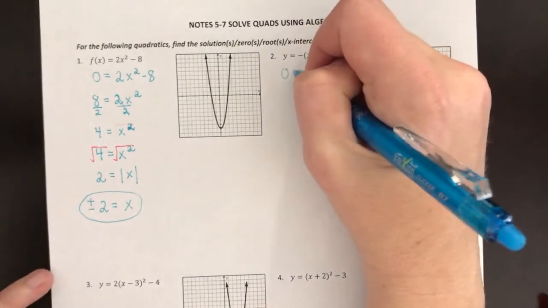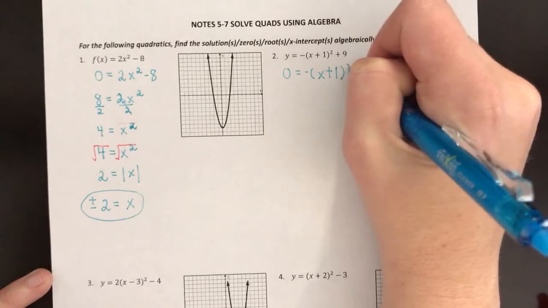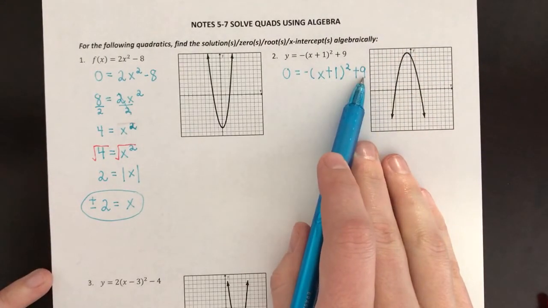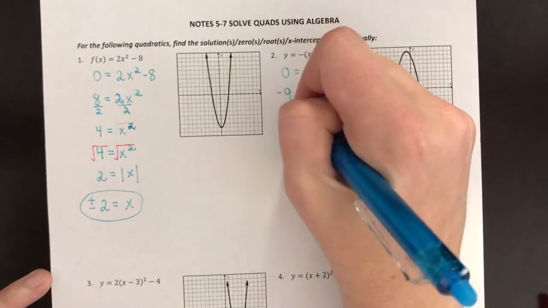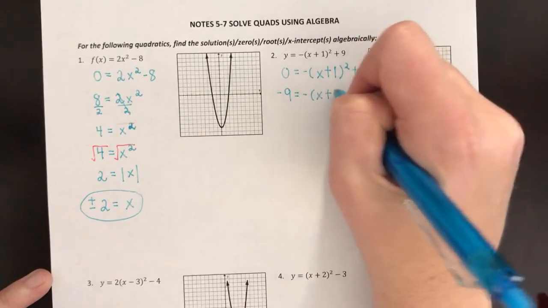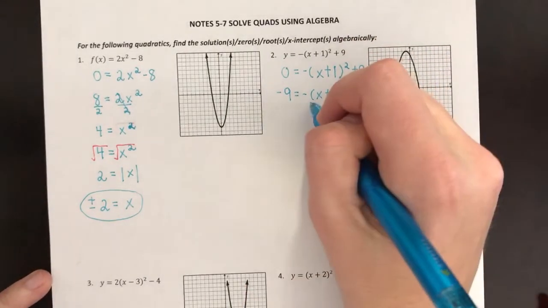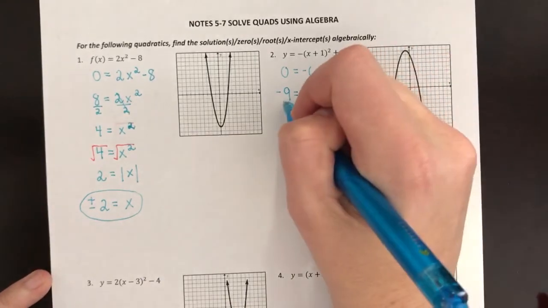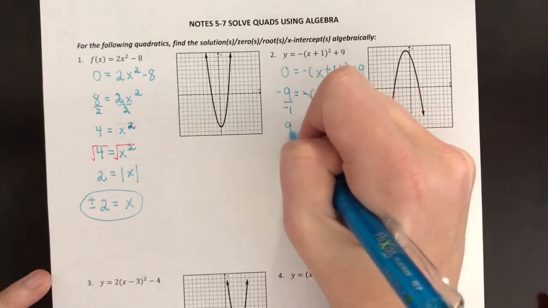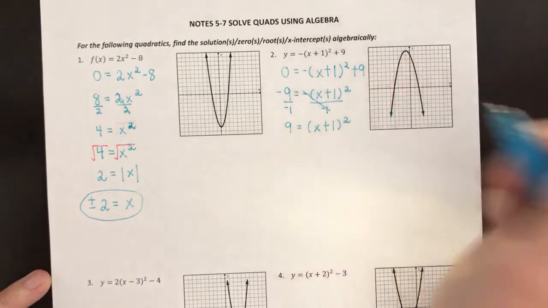So, of course, plug in 0 where I see y. All right, to solve using algebra, I'm going to first subtract 9 from both sides. So this will become negative 9 equals negative the quantity x plus 1 squared. I want to get rid of that negative out in front. So divide by negative 1, divide by negative 1. So I get positive 9 equals the quantity x plus 1 squared.